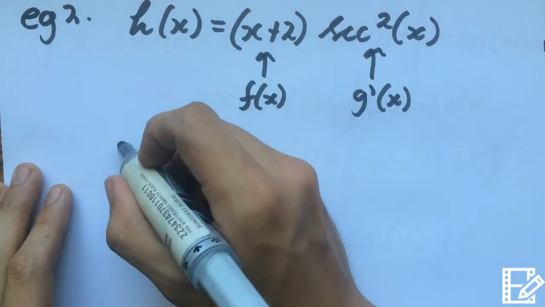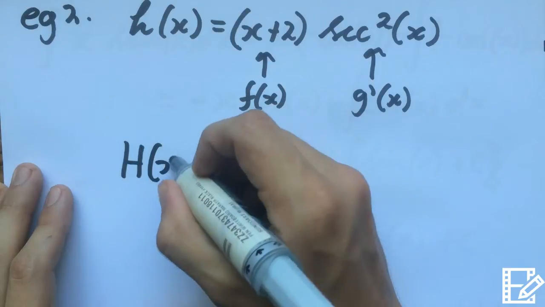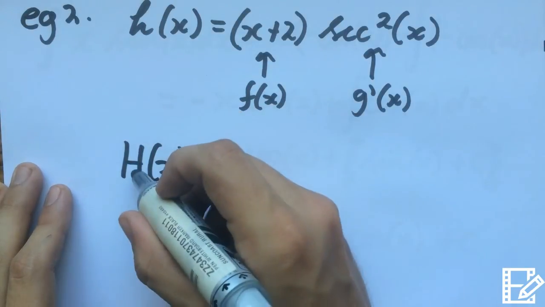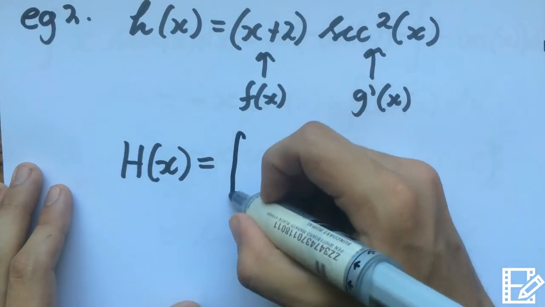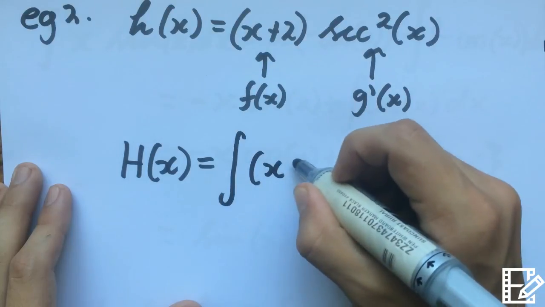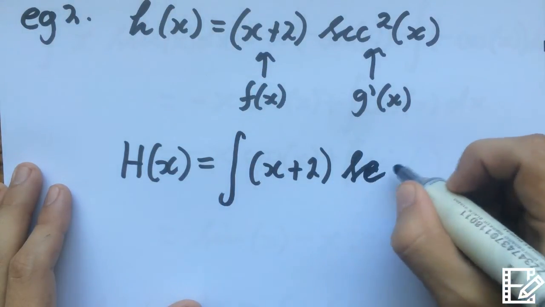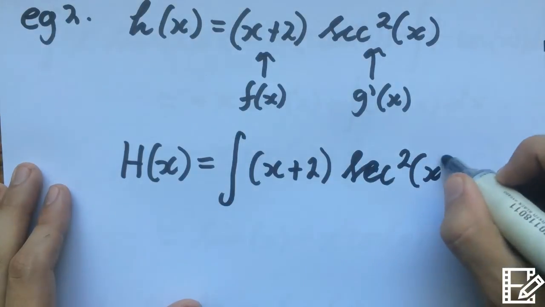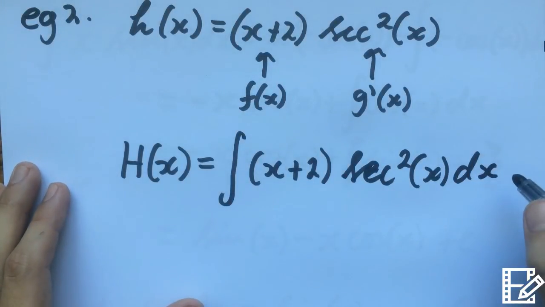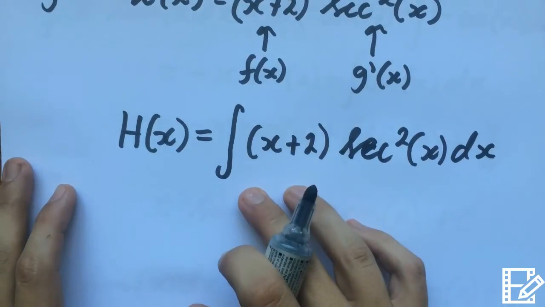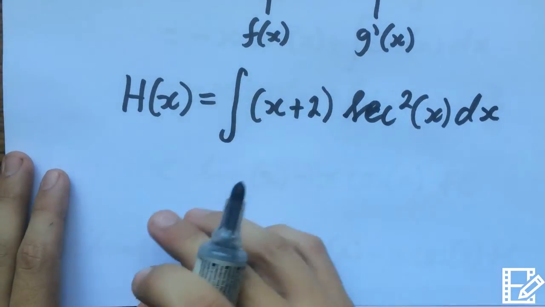If we rewrite this and we integrate both sides, we get capital H(x), and we get the integral of x plus 2 multiplied by sec squared of x dx. Okay, so next step.